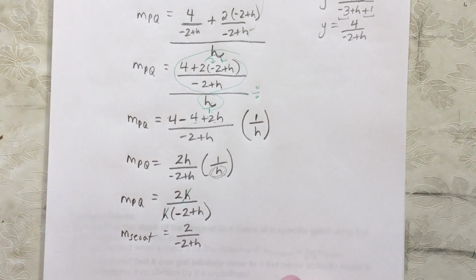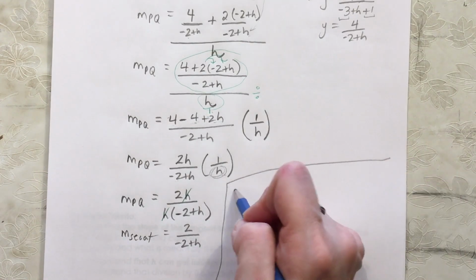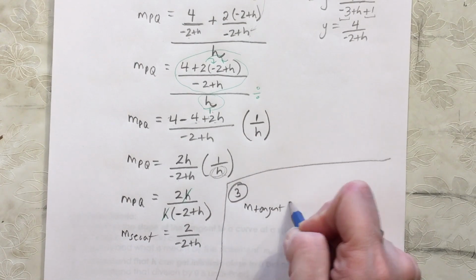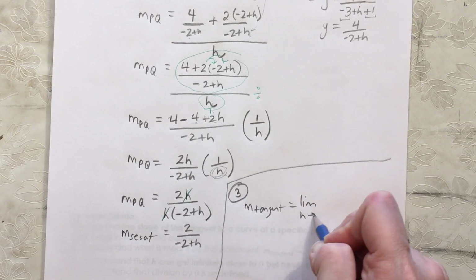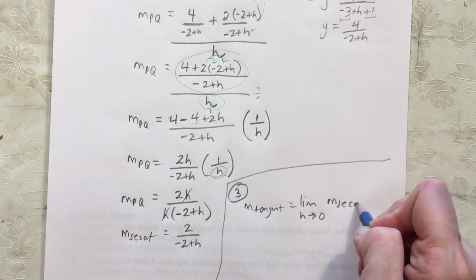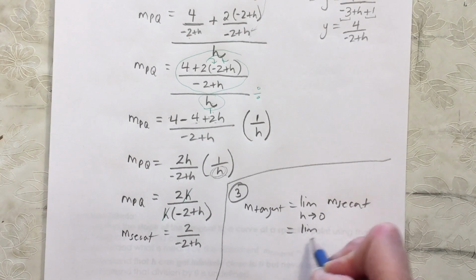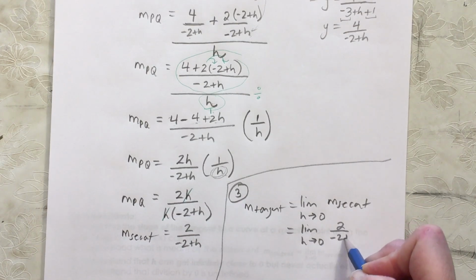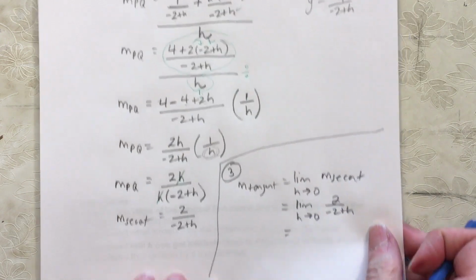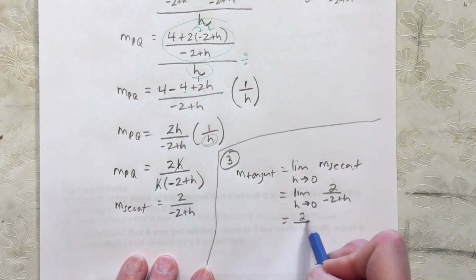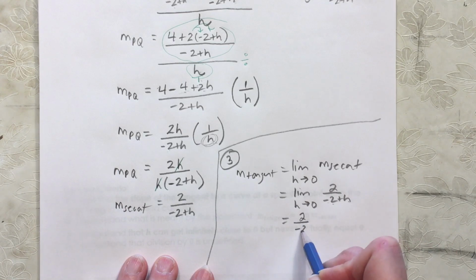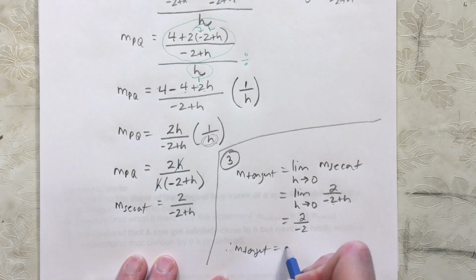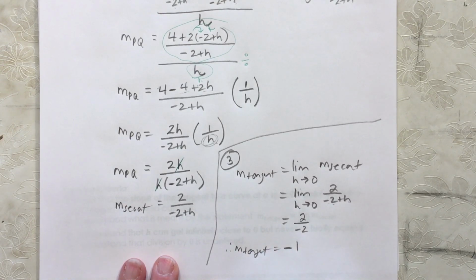And then, kind of running out of room here, so we'll do step 3 over here. So that's where I find the slope of the tangent by taking the limit as h approaches 0 of the slope of the secant, or the limit as h approaches 0 of 2 over negative 2 plus h. So if we let h approach 0, the denominator is just going to approach negative 2. And 2 divided by negative 2 is negative 1. So the slope of our tangent is negative 1.